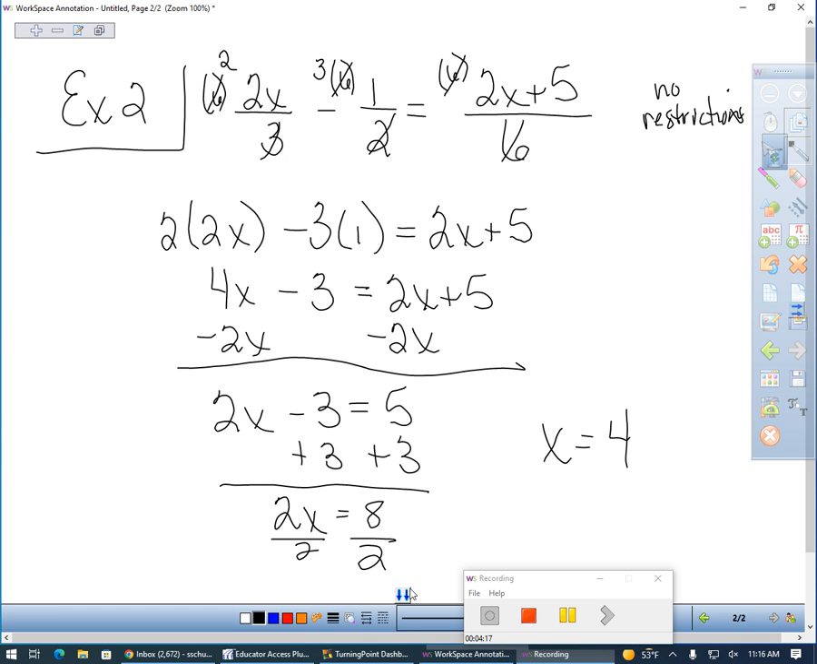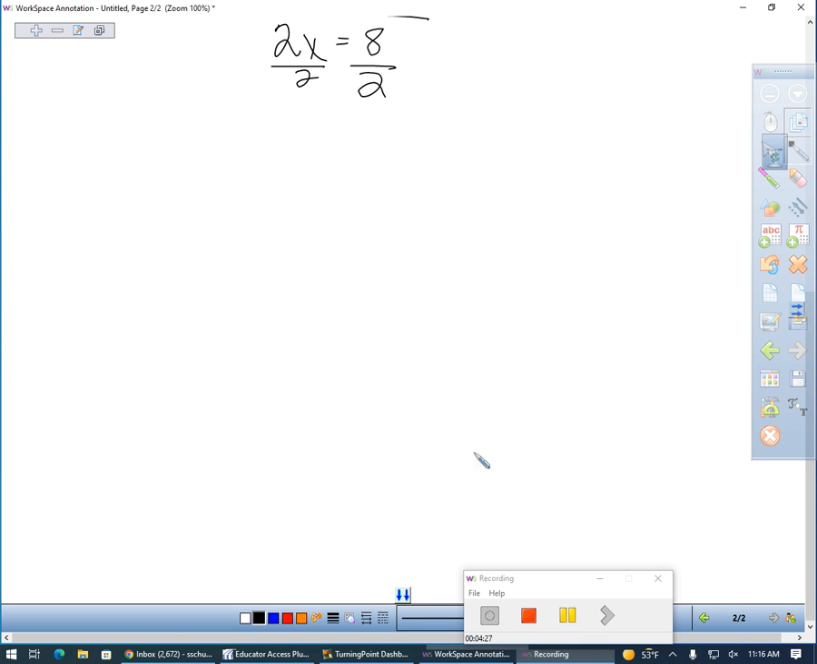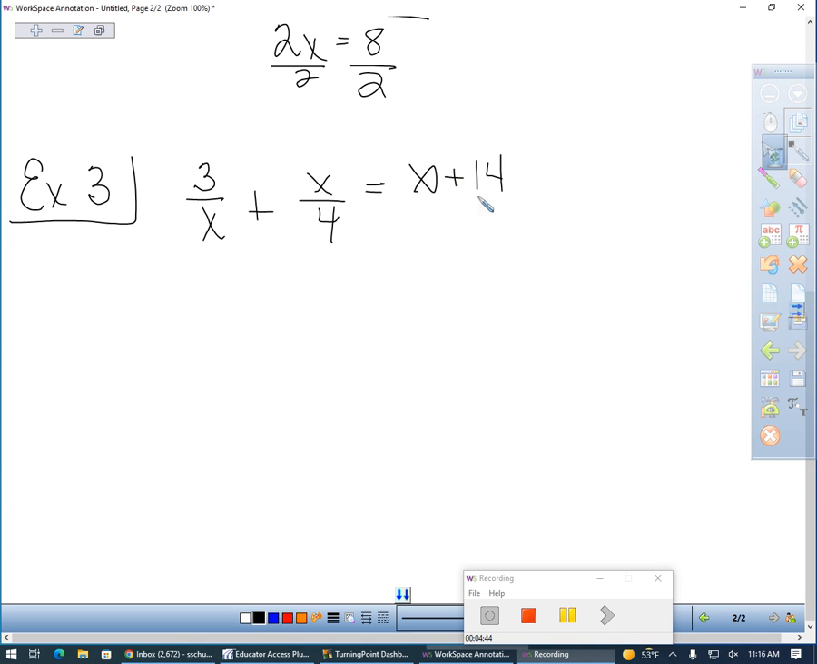All right, let's step this up a little bit. Let's go with example number 3. We have 3 over x plus x over 4 equals x plus 14 over 4x. All right, one, factor everywhere. Well, we already have that. Step 2 is state your restrictions.